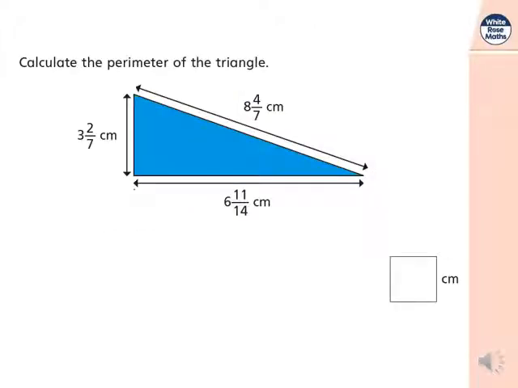Here's our last question for today. And looking at this triangle, it says calculate the perimeter of the triangle. So that's looking back at how we did the rectangle. We should know what perimeter means. Pause the video and have a go at this question.